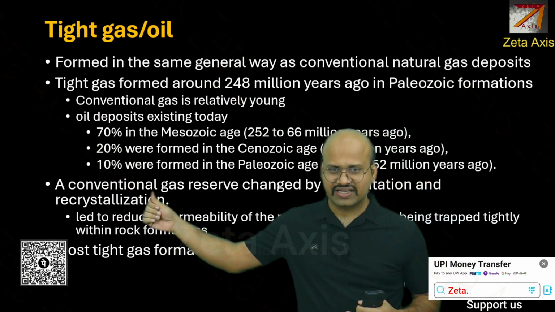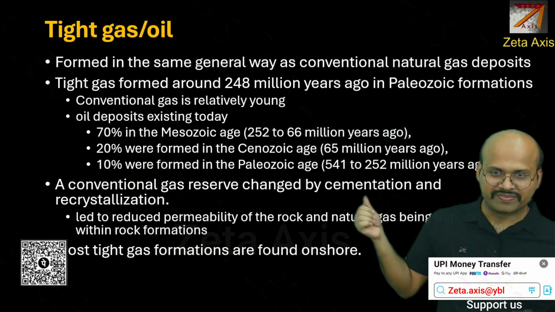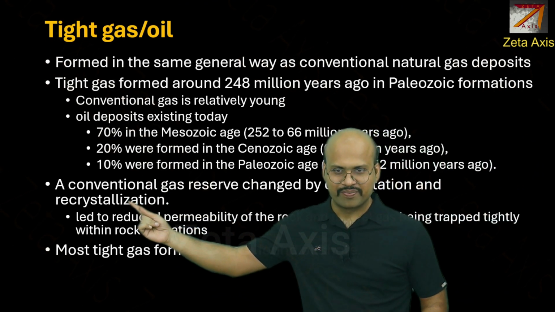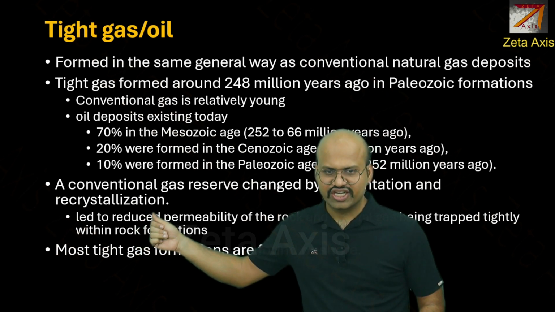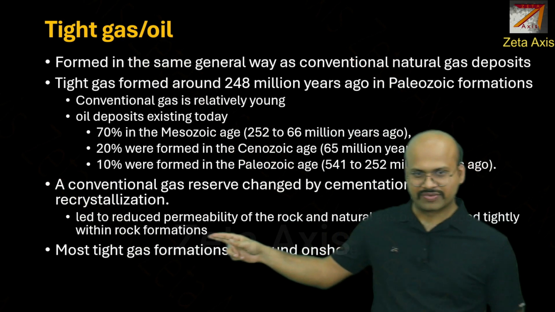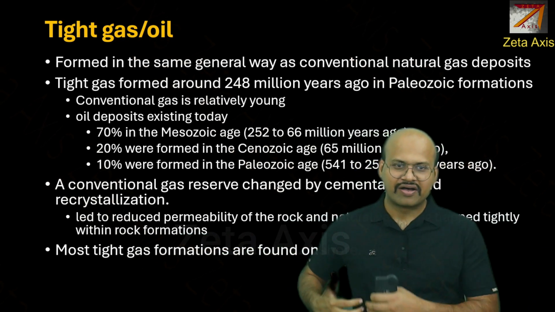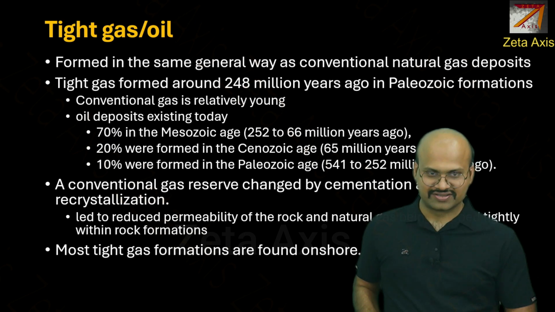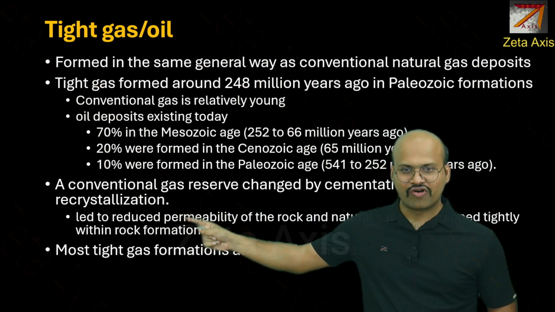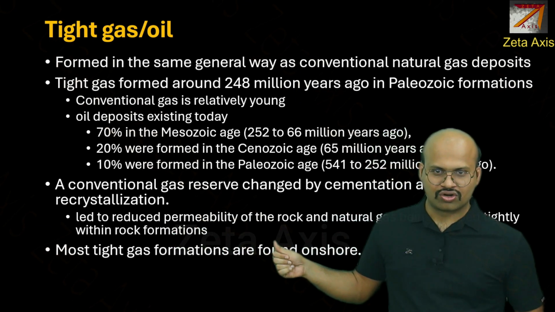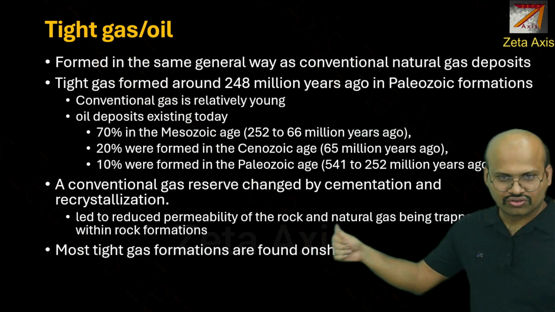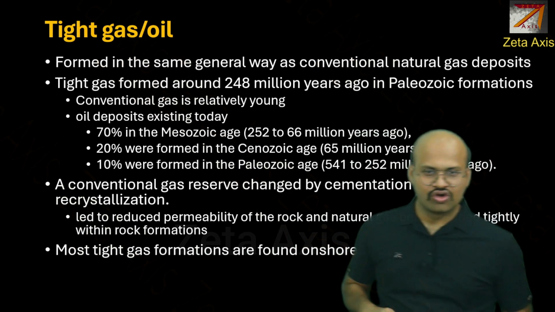Here we see it is a conventional gas reservoir which is changed by cementation and recrystallization. So a conventional gas reservoir gets converted by this process, and it leads to reduced permeability of the rock and natural gas being trapped within the rock formation. So we saw because of the pressure and temperature of several million years, the layer undergoes cementation and recrystallization, forming an impermeable rock. Most tight gas formations are found onshore. So it is found on land, not in the ocean.